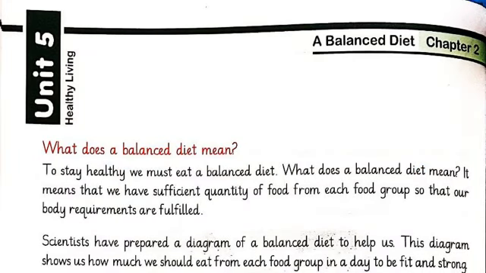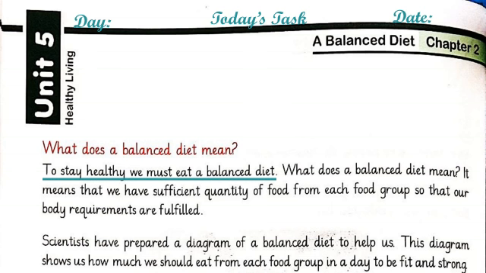My dear students, please open page number 52 of your textbook. Write day, date and today's task. Now let's start reading. Our chapter is a balanced diet. What does a balanced diet mean? To stay healthy, we must eat a balanced diet. Dear students, we should eat proper diet for our healthy growth. Underline this line. To stay healthy, we must eat a balanced diet. What does a balanced diet mean?